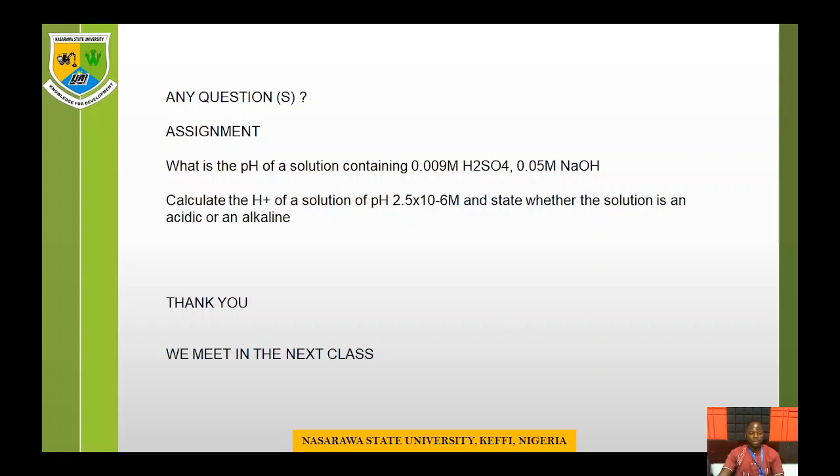You have an assignment, and the assignment is: what is the pH of a solution containing 0.009 molar H2SO4, that's a tetraoxosulphate(VI) acid, and 0.05 molar sodium hydroxide? Second question is calculate the hydrogen ion concentration of a solution of pH 2.5 times 10 raised to power minus 6 molar, and state whether the solution is an acidic or an alkaline solution.